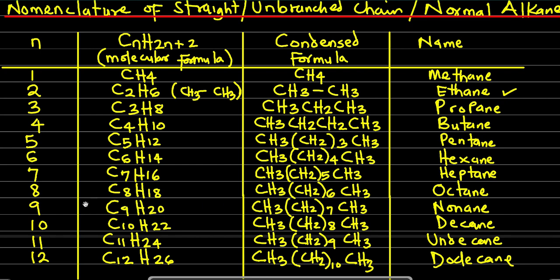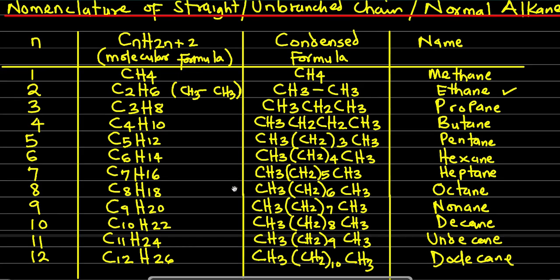Now, how did we get this H20? If you put 9 here, this becomes C9. 2 times 9 is 18, plus 2 is 20. So if you follow this formula, you're going to arrive at all of this. If it is 9 carbon atoms, we have nonane. If it is 10 carbon atoms, we have decane. If it is 11 carbon atoms, we have undecane. If it is 12 carbon atoms, we have dodecane.